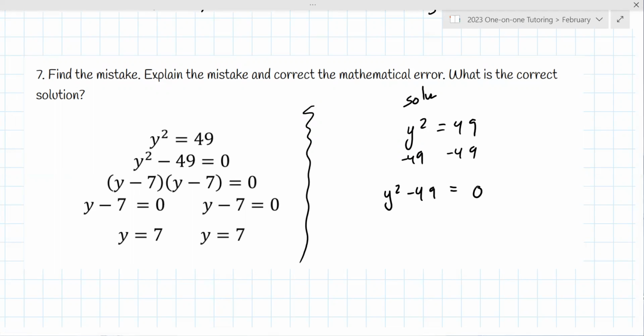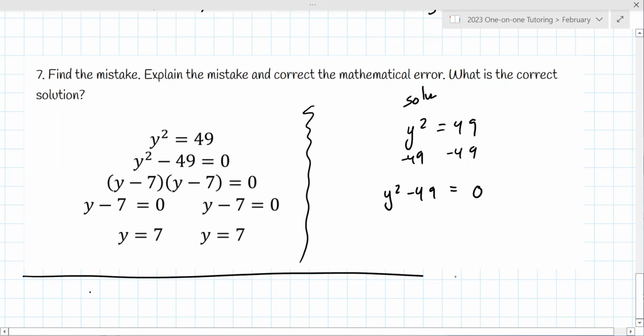Okay, now we're going to write this in a new format. This is what's called difference of squares. So the formula for difference of squares is something squared minus something squared. Okay, so the first one is y. When you square y, you get back to y squared. What number goes in parentheses such that when you square it, you get back to 49? So what number squared is 49?